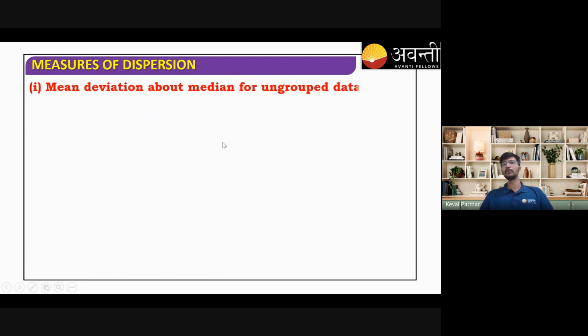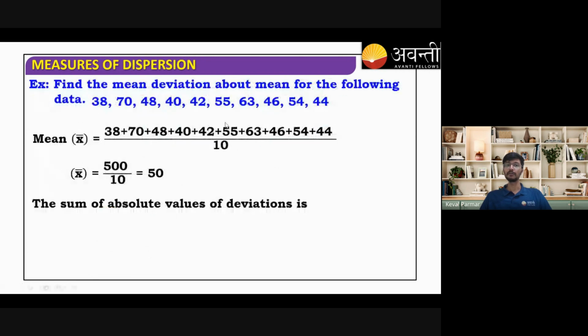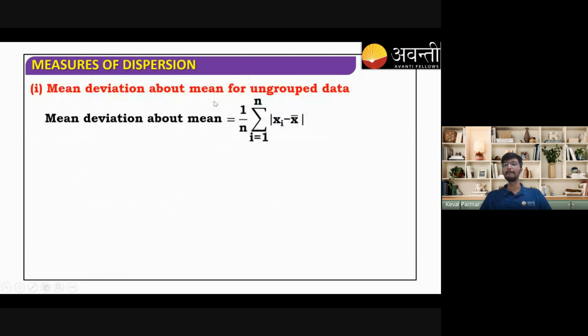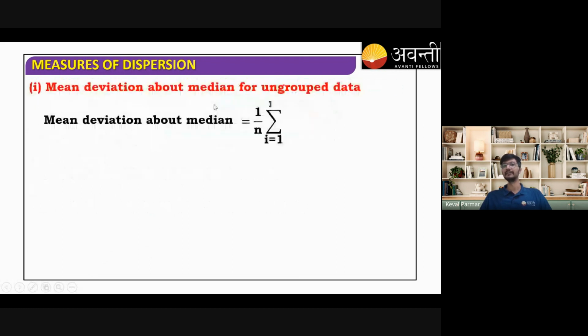Mean deviation about median for ungrouped data. If you remember, the last topic was mean deviation about mean. Now we are studying mean deviation about median. Here the formula remains the same, just in place of x bar, which was the mean, we have to consider capital M, which is the median.